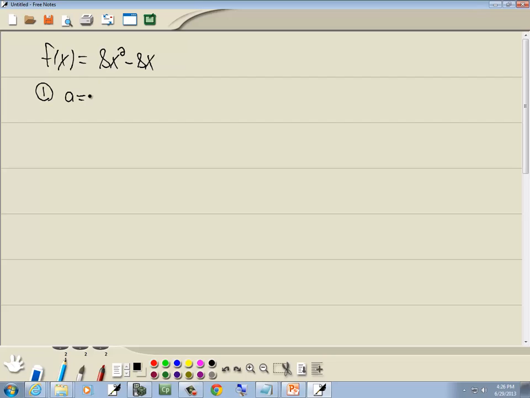A is the number before your x squared, which is 8, and b is the number before your x, which is negative 8. Now, since a is positive, that means it opens up, which means we have a minimum. We then want to take those values of a and b and plug them into negative b over 2a and simplify. So we have negative negative 8 over 2 times 8, which gives us positive 8 over 16, since 2 times 8 is 16, which reduces to 1 half.